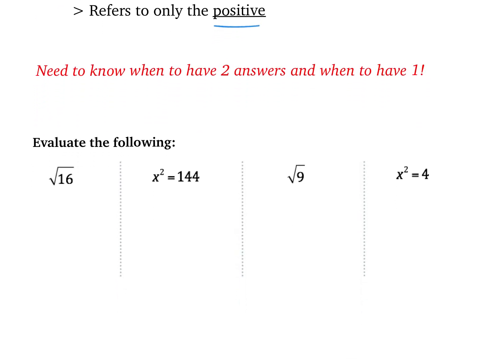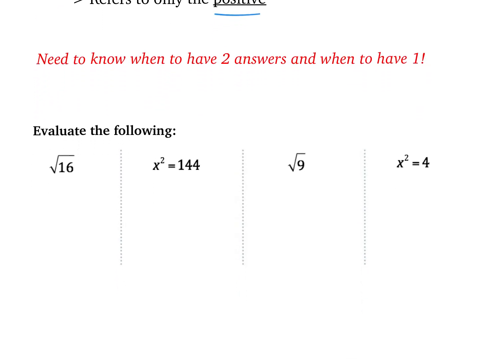So let's look at when we need to know how to have two answers and when to have one. Again, it all boils down to what type of problem you are solving. Two answers comes from x squared equals a number, and just the one positive comes from if you are evaluating under that principal square root. So here it says evaluate the following, square root of 16. I just see that symbol, so it only wants that positive principal square root.